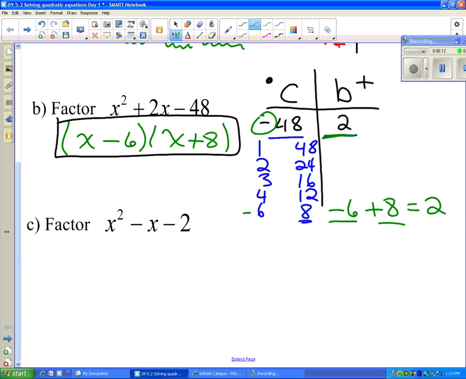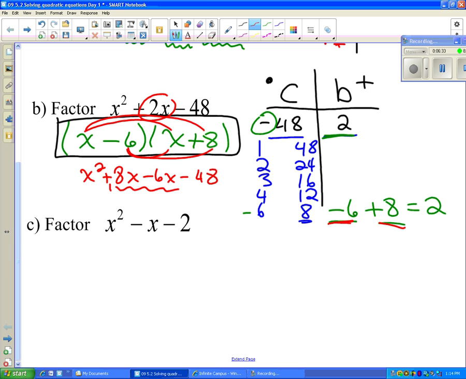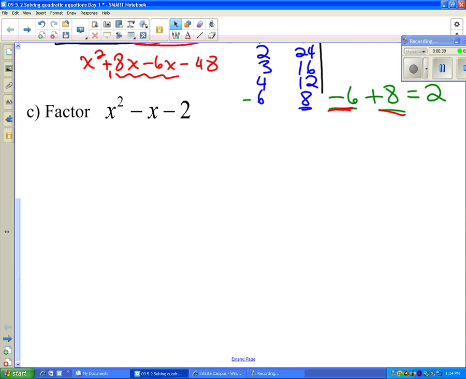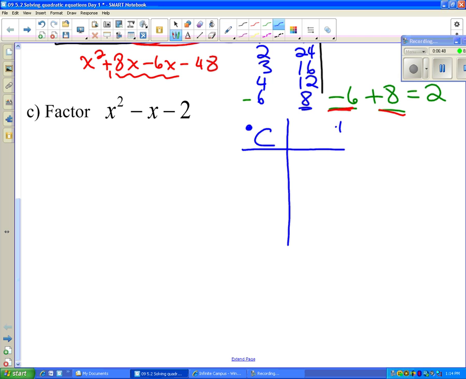Again, first, x squared. Outer, 8x, just like the 8 over here. Inner, negative 6x, just like the negative 6 over here. And last, negative 48. 8x minus 6x is 2x, so I have my answer, x minus 6 times x plus 8. Let's try a third one. x squared minus x minus 2. Same idea. What multiplies to be c and adds to be b? My c is a negative 2. My b is a negative 1.